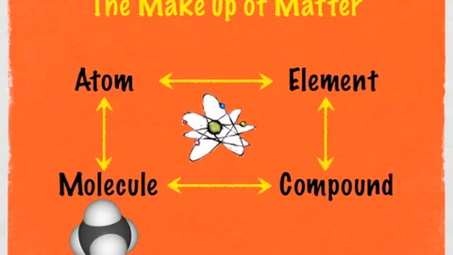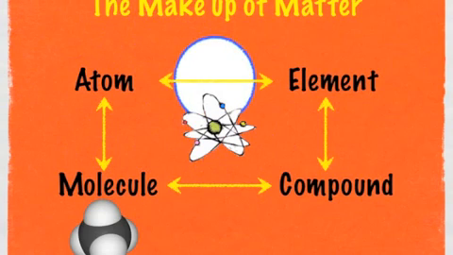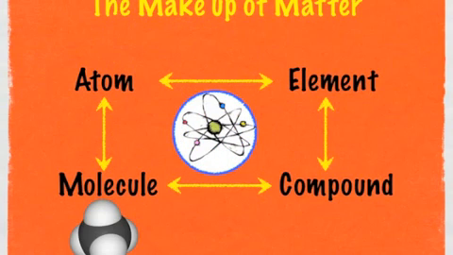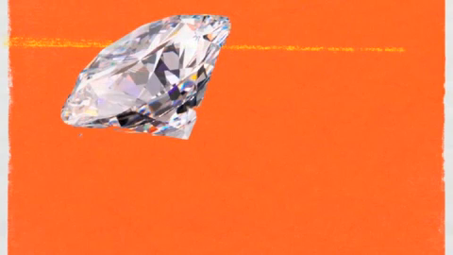But the center of focus, really, of our study for the next couple of months is going to be the atom. That right there. So let's take the atom first. Here is a picture of a diamond. And a diamond is a type of substance that's a pure substance, meaning it's only made up of one type of atom, or one type of thing, or particle.